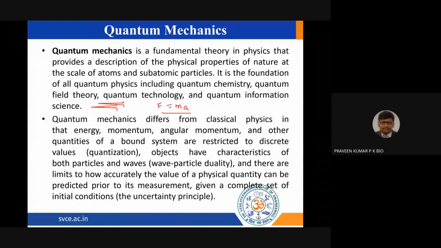What do you mean by quantum? Of course, this is the latest, which also uses classical and statistics. So first of all, what is quantum? Quantum is derived from light, isn't it? Quantum mechanics differs from classical mechanics in that the energy, momentum, angular momentum, and other quantities of a bound system are restricted to discrete values. So generally, what kind of wave motions can we observe? Here we observe wave particle.